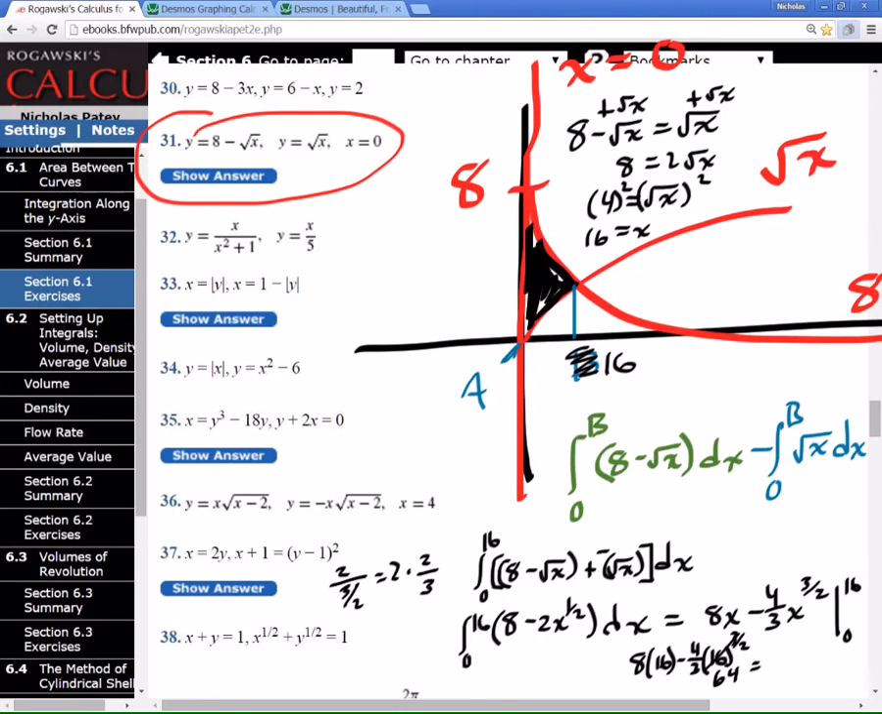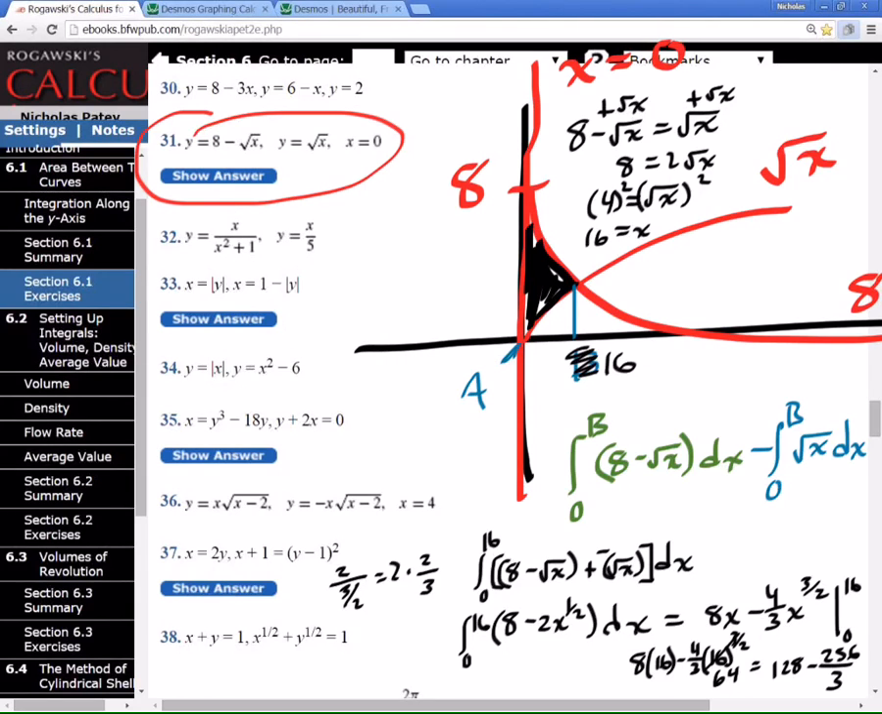Oh, this is nasty. What is 8 times 16? 8 times 6 is 48 plus 80. That's 128. Minus 64 times 4 over 3, which is 256/3. Is that divisible? No, it's not. Okay, and then can someone throw it in their calculator for me really quick? What is 128 minus 256/3? That'll give us our final answer.